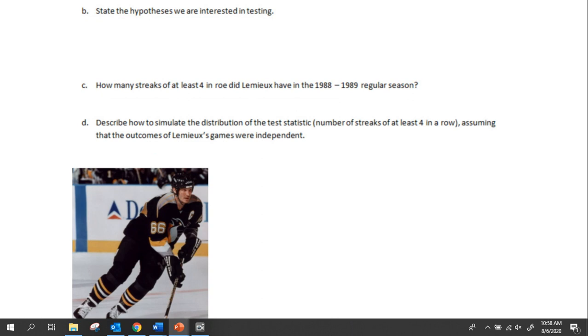Part B says, state the hypotheses we are interested in testing. So our H0 is the outcomes of Lemieux's games are independent, and our HA is Lemieux is a streaky player.